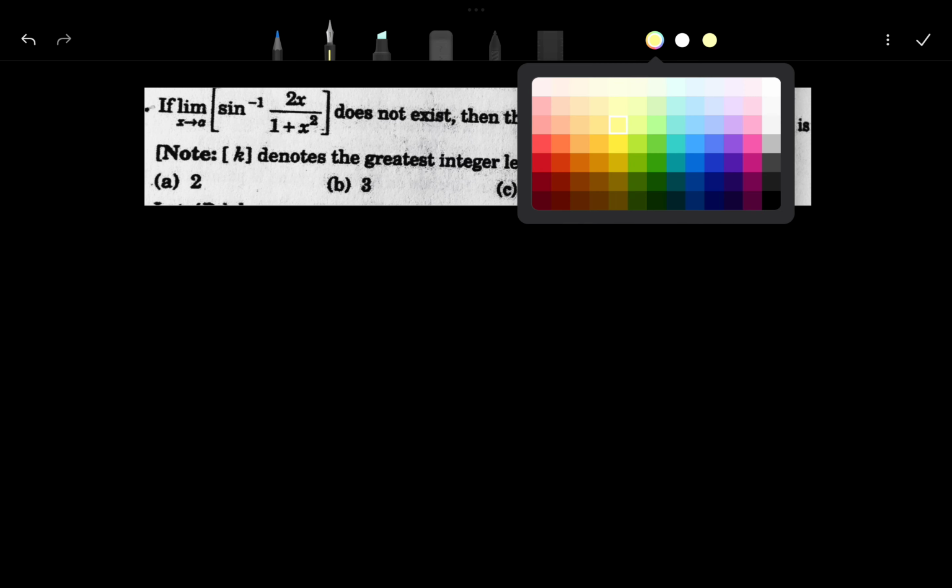Today we are going to discuss one of the most important questions in limits, for Mains and Advanced level. Say this question is: if the limit as x tends to a of the greatest integer of sine inverse of 2x by 1 plus x square does not exist, then find the number of possible values of a.